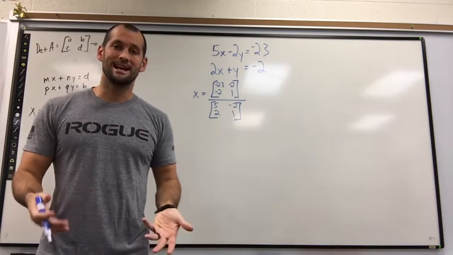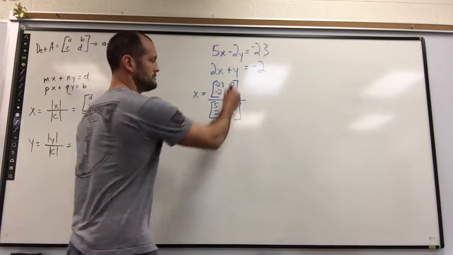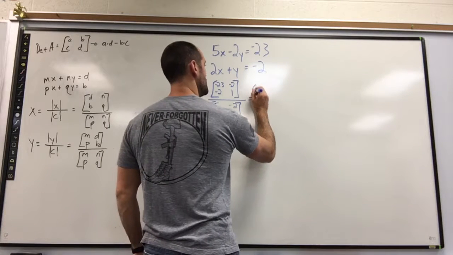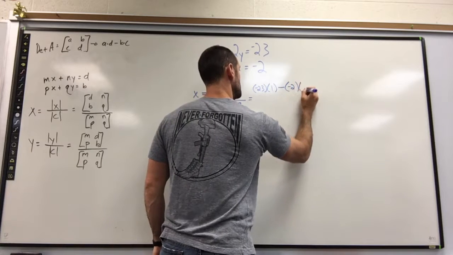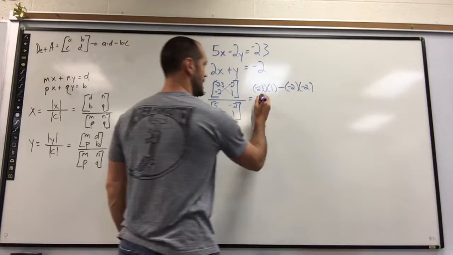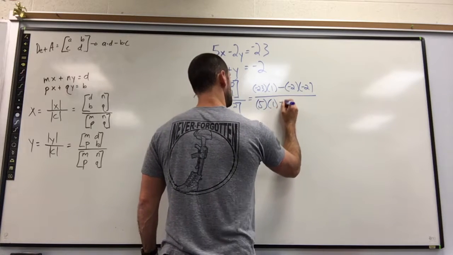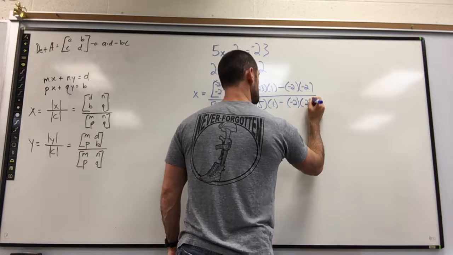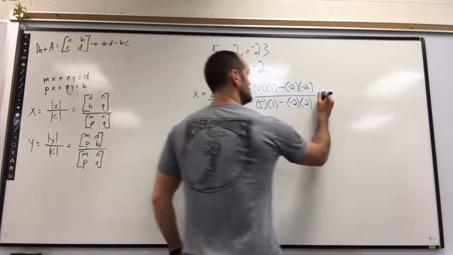So now we need to find the actual determinant. The way we find the determinant, as stated already, is left to right diagonal minus right to left diagonal. So up top, I'm going to get negative 23 times 1 minus negative 2 times negative 2. Again, this multiplication minus that multiplication. I'm going to do the exact same thing on the bottom: 5 times 1 minus negative 2 times 2. All I'm doing is using the determinant formula with the x matrix and with the coefficient matrix.